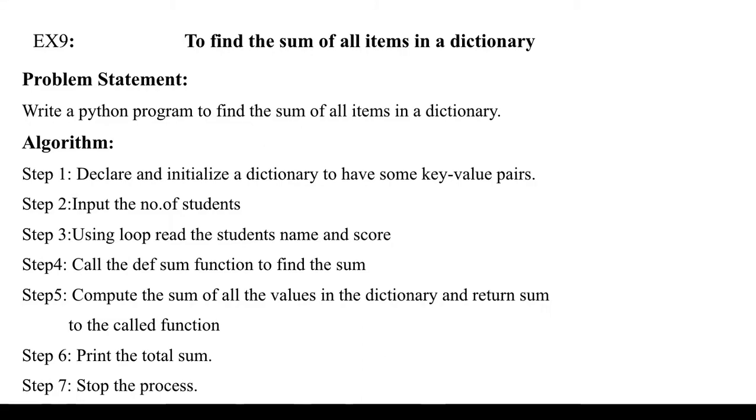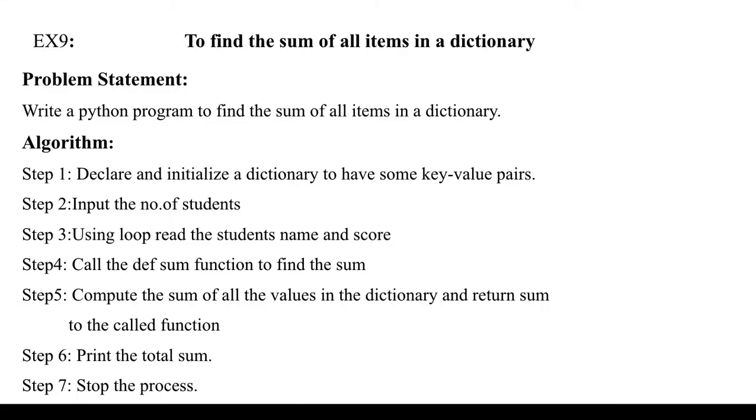Now we'll see the algorithm. An algorithm is a step-by-step process for a given problem. Step 1: declare and initialize the dictionary variable to store key value pairs. Step 2: get the n value, that is, the number of terms or number of students to store in the dictionary variable. Here the dictionary is used to store the student name and the score of each student.